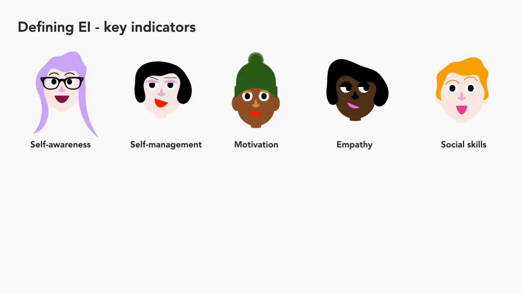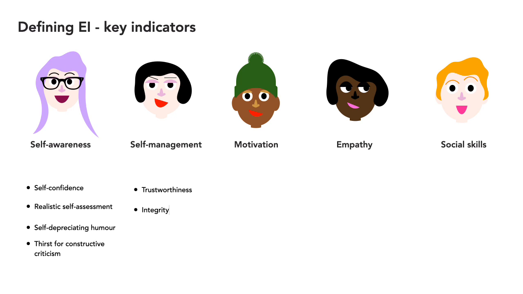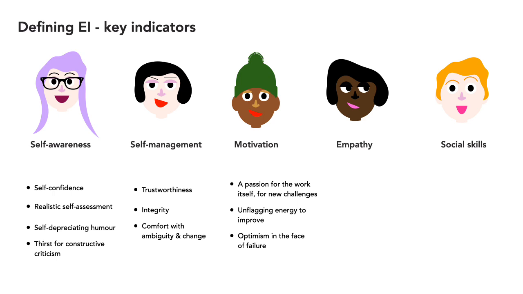So there are some specific traits of each of these skills indicators, and I won't go through all of them, but a few under self-awareness. So someone that has high self-awareness might manifest some of these traits, like self-confidence or a thirst for constructive criticism. With self-management, you might have an individual who is extremely trustworthy, brings a lot of integrity, and is very comfortable with change or ambiguity. For motivation, you've got someone who is optimistic in the face of failure and has a passion for the work itself and loves a challenge.